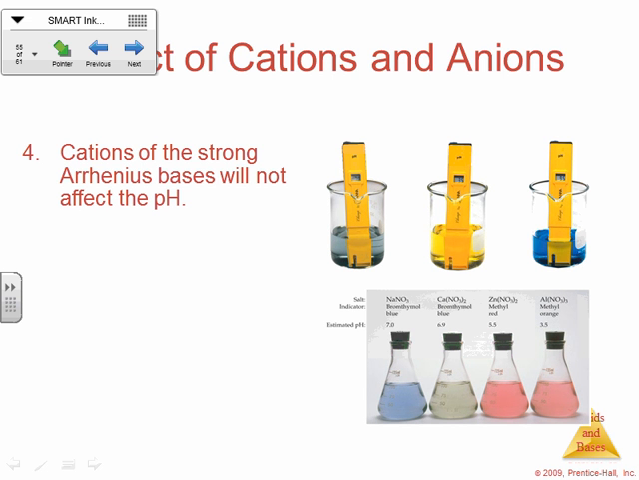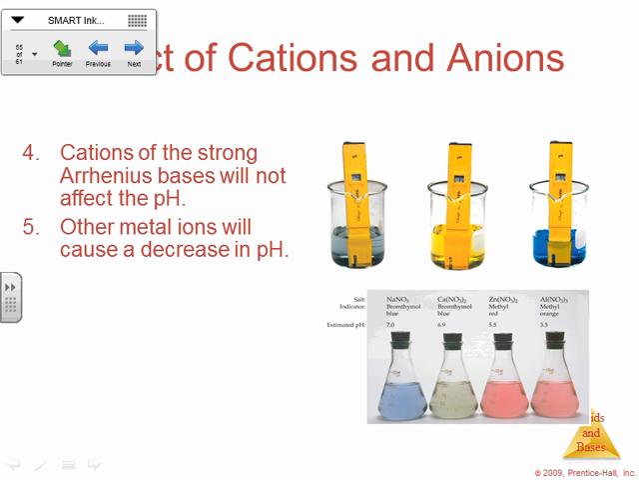And cations of the strong Arrhenius bases will not affect the pH. We already talked about that. Okay, that's group 1, and then calcium and below in group 2. And then other metal ions will also cause a decrease in pH.